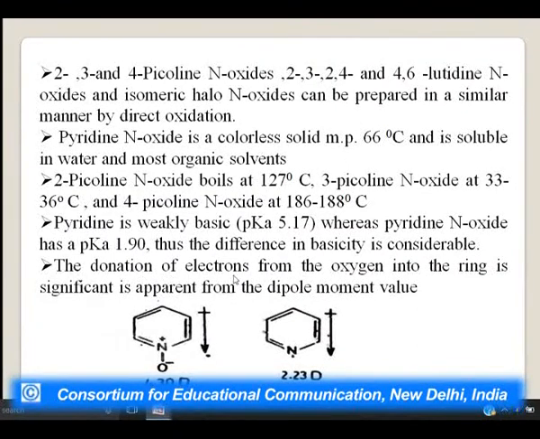The donation of electrons from the oxygen into the ring is significant and is apparent from the dipole moment value. You can see the dipole moment of pyridine is 2.23 D, while for pyridine N oxide it is 4.30 D. So, you can see the difference in dipole moment, which is a very interesting part for the reactivity of pyridine N oxide. We have discussed many derivatives of pyridine: pyridine N oxide, alkyl pyridines, aryl pyridines, halopyridines. Hopefully, you have understood about the derivatives of pyridine. Thank you so much.